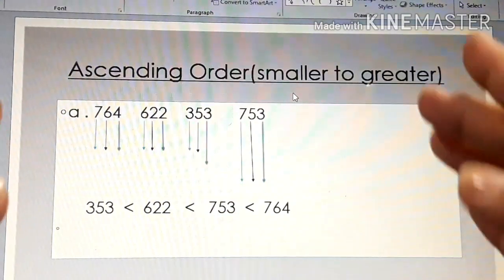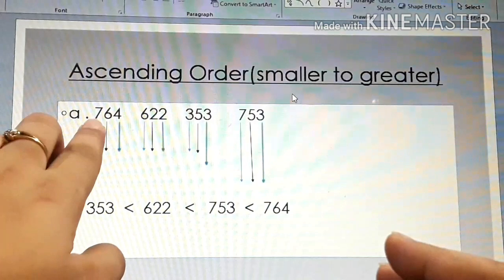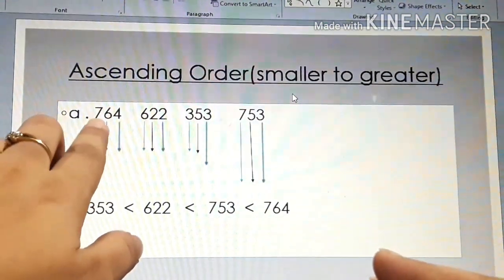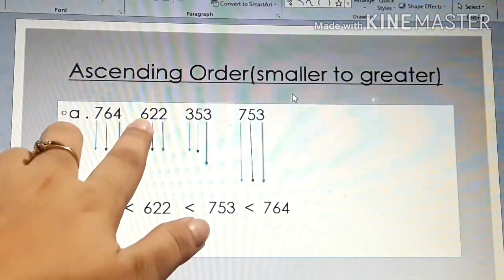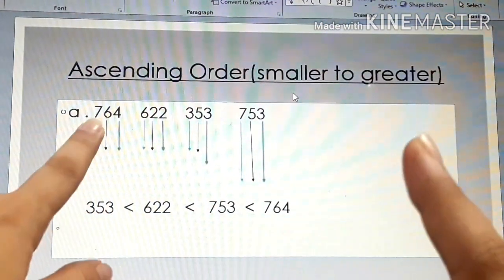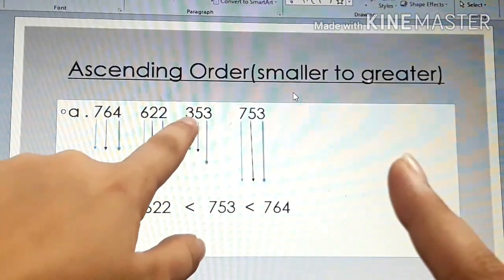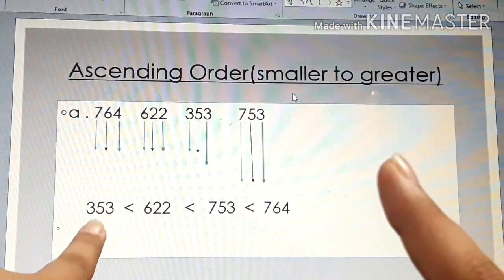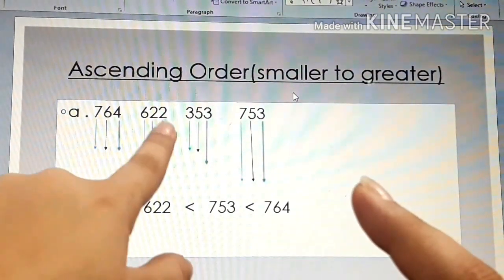So children, you see again how to compare as we did right now. In comparison, children, we always start from the left side, that is your hundreds place. Okay. Now you see all the numbers in hundreds place: 7, 6, 3, 7. The smaller number is which, children? 3. That means 353 is the smaller number. So we will write here first 353. Clear?